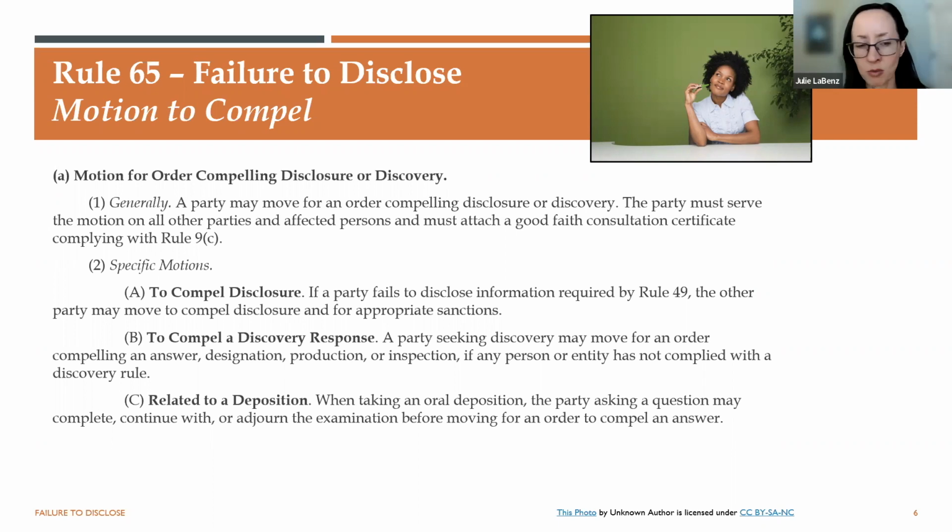But for today's video, I'm really going to focus on a motion to compel disclosure or a motion to compel discovery, because those will be the most common types of failure to disclose motions. If you are the party being accused of withholding information or of not disclosing, then the motion would be filed against you and you would respond to it. But here we're just talking about a motion to compel disclosure or a motion to compel discovery. And I'll give you an example of what that looks like later on in the slides.